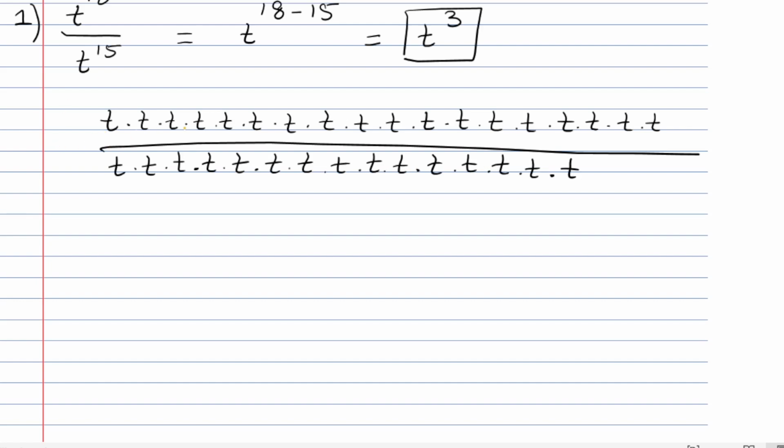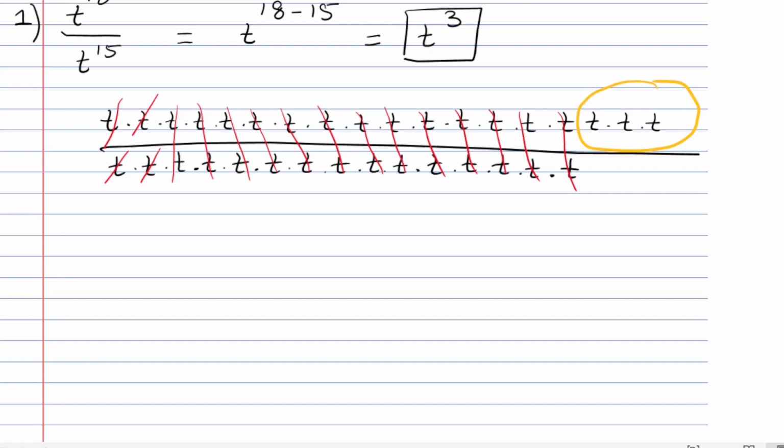I wrote t 18 times and I wrote t at the bottom 15 times. This is a long method just to show you all the methods you can use. So let's start cutting it down. Okay, and so the only 3 t left, which is t raised to 3, and that's how we got the answer.